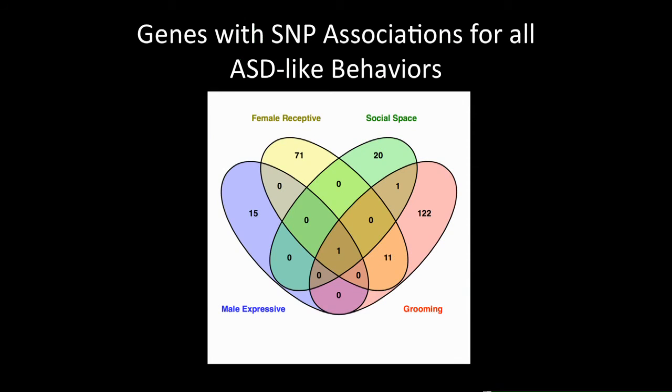If you look overall at the data we've collected so far, there's a little variability in how many hits we get. We get a few more hits for grooming behavior, but we only get that single gene that hits all of these categories and fits our criteria at this point for what we're trying to investigate. There is another gene, uncharacterized in flies, that overlaps with social space and grooming. I'm not going to talk about that gene.